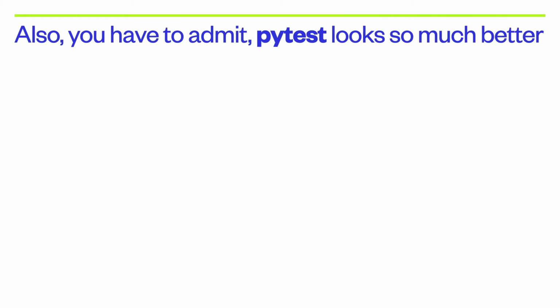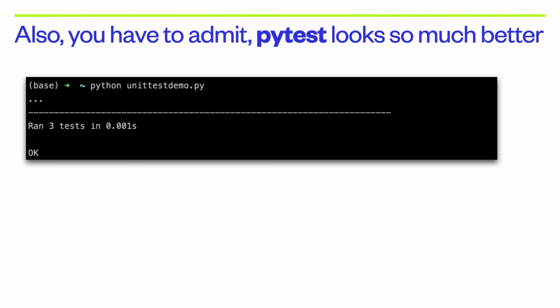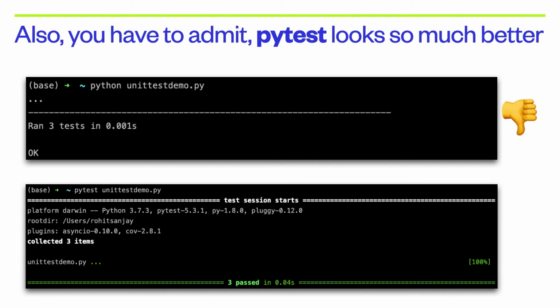Also, pytest looks better when the tests are running. This is how unittest looks. It doesn't look too great because it's pretty bland. It doesn't tell you which tests have run, etc. Whereas with pytest, it looks a little better with colors and stuff. So that's good.